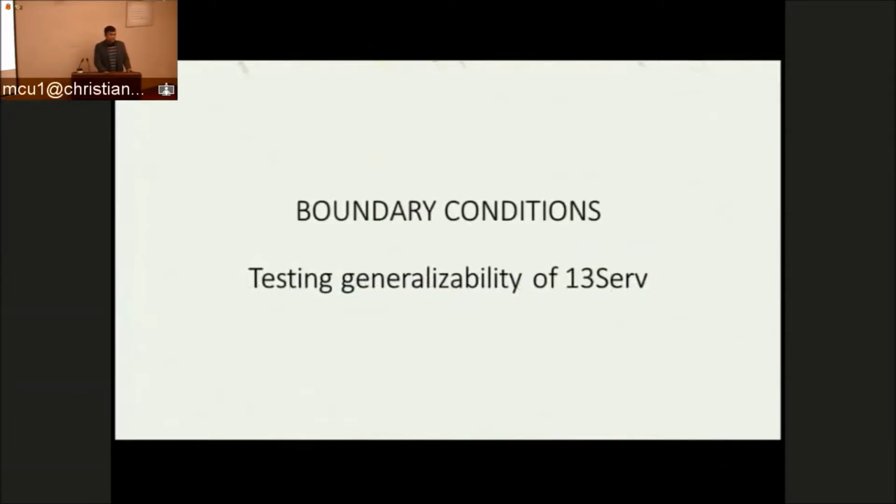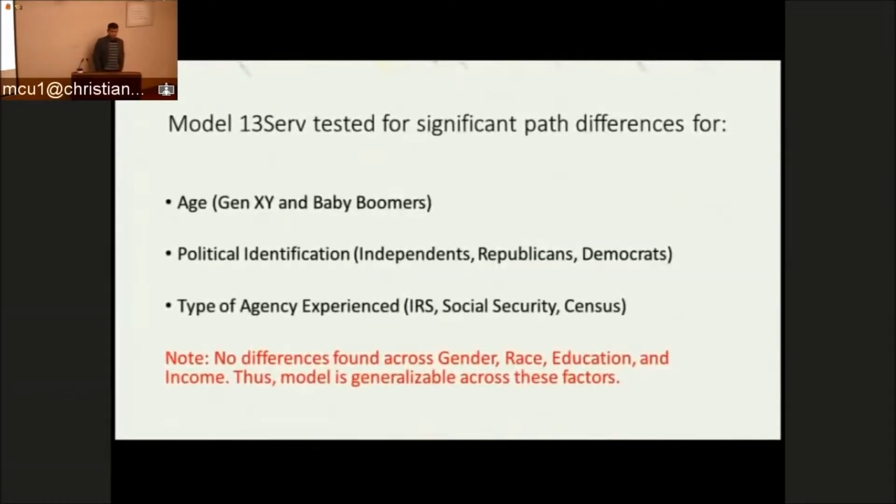Now, in order to test the 13-serve model, I want to look at the boundary conditions. Where is it applicable more than others? So I tested for significant path differences for age. I lumped together generation X and Y respondents and baby boomers. I also tested them for political identification, so independents, Republicans, and Democrats, and for the type of agency that they went to, for example the IRS website, the Social Security website, or the census. So I compare these models based on these dimensions.